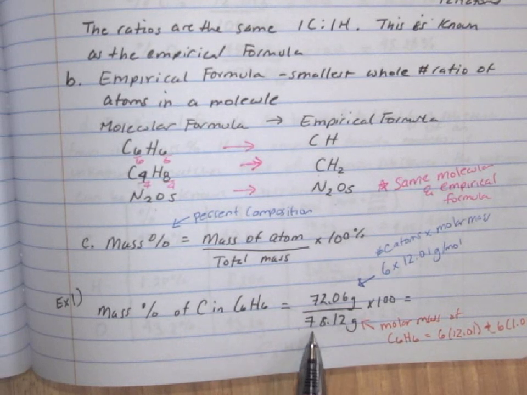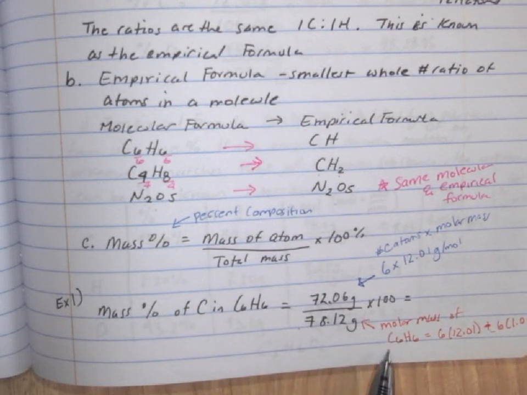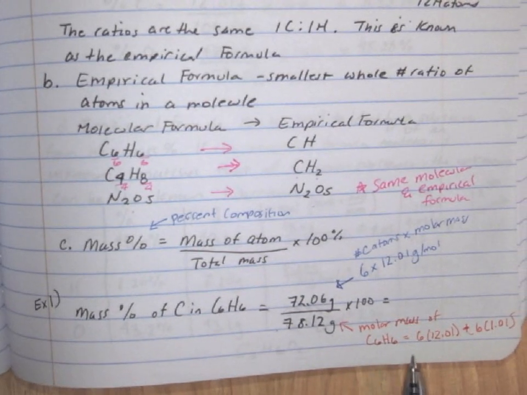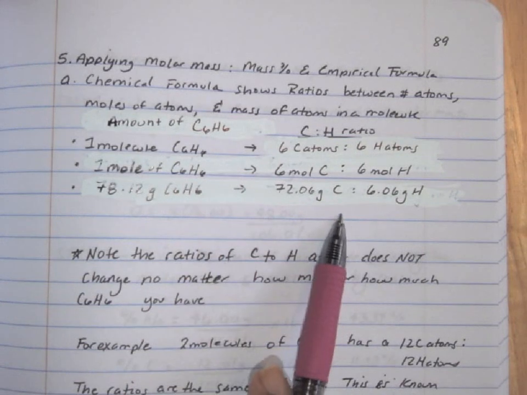But the total mass of this molecule is 78.12 grams. So remember, this is the molar mass of the molecule. To get that, this molecule has 6 carbons, so 6 times 12.01, and it has 6 hydrogens, so we add 6 times 1.01, and that gives us 78.12 grams. You'll notice that these are the same numbers we saw previously in the ratio. So this is how we get the mass percent.